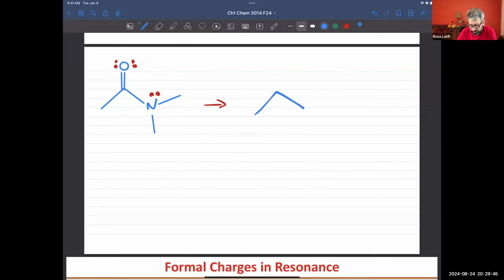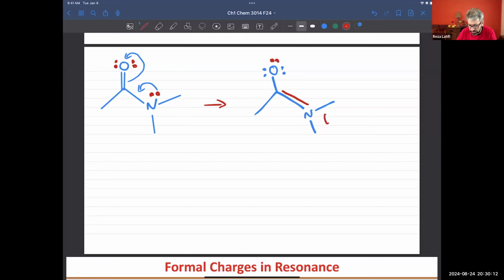So we're going to get nitrogen. We'll use that lone pair, and it will make a double bond here. And then you'll have oxygen. Oxygen will take those 2 electrons, and they will show up as the third lone pair on oxygen. Now, check the formal charges.